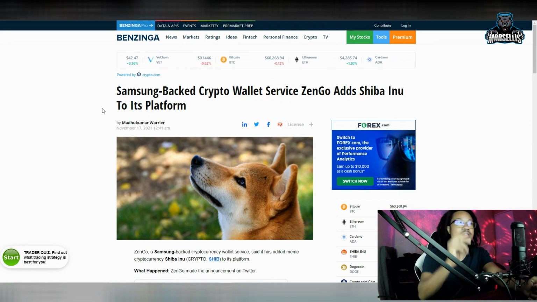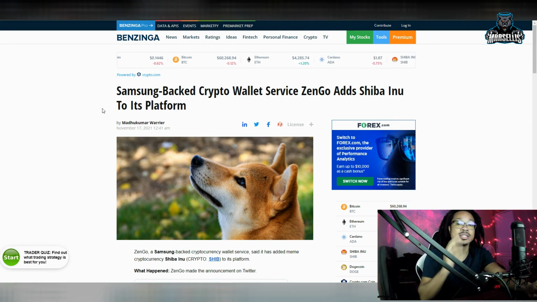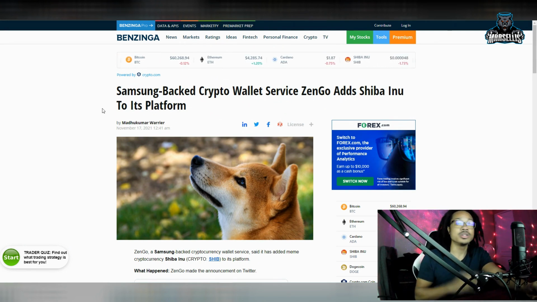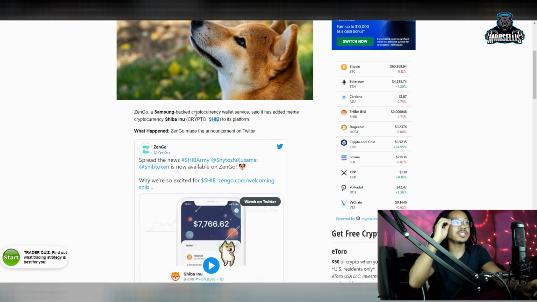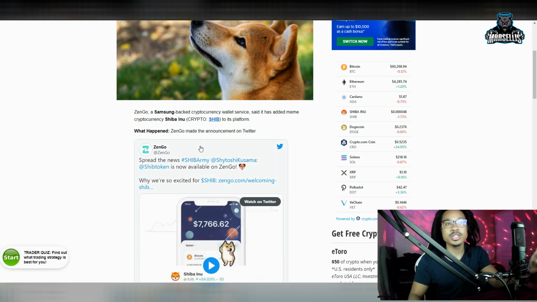So Samsung-backed crypto wallet service Zengo adds Shiba Inu to its platform. That's just pretty big right here. Zengo, a Samsung-backed cryptocurrency wallet service, said it has added the meme cryptocurrency Shiba Inu to their platform. So now we got a new listing here. Zengo made the announcement on Twitter.